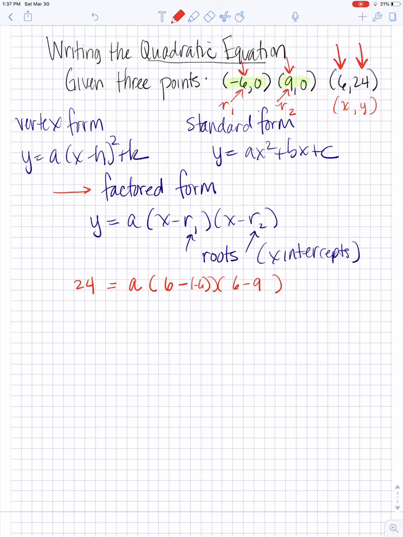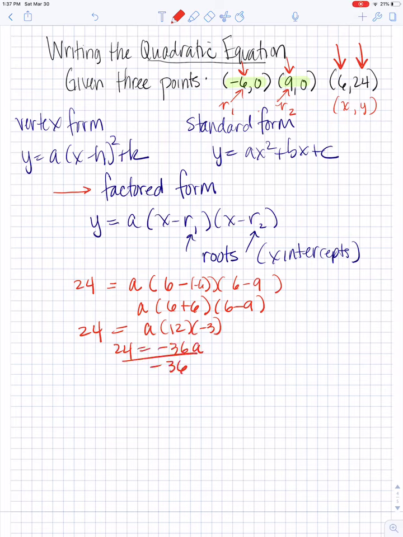Doing all of this subbing in, this is kind of a mess here. This is a times 6 plus 6, because when you're subtracting negative 6, you're adding positive 6, and this is 6 minus 9. So this is a times 12 times negative 3, and all of that's equal to 24. By doing this, we're going to be able to figure out what a is equal to. This is 24 equals negative 36a. All we have to do is divide by negative 36, and we figure out that a simplifies to negative 2/3.